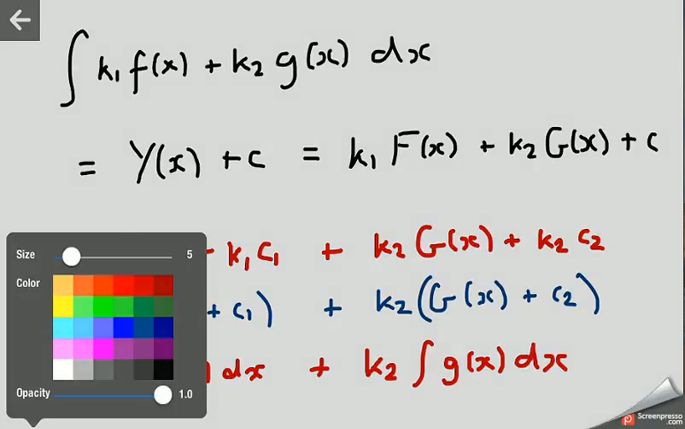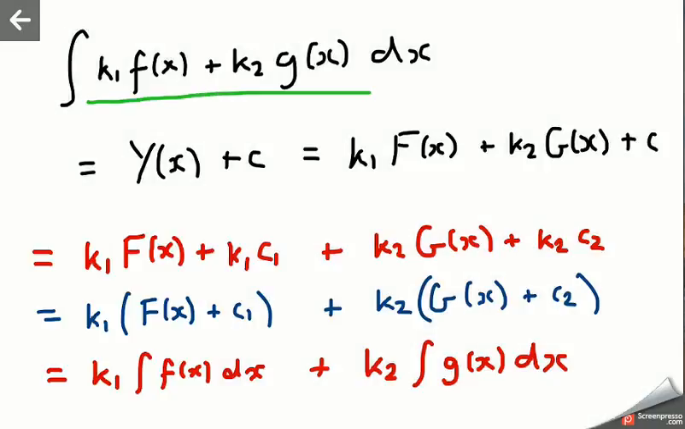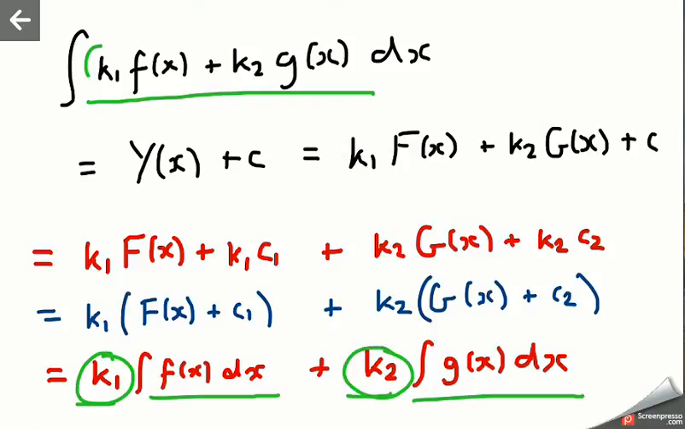We showed that the antiderivative of k1 times little f of x plus k2 times little g of x is equal to k1 times the antiderivative of little f of x dx plus k2 times the antiderivative of little g of x dx. So we can just drag the constants out the front of the integral sign and also split the antiderivative up across the addition sign.